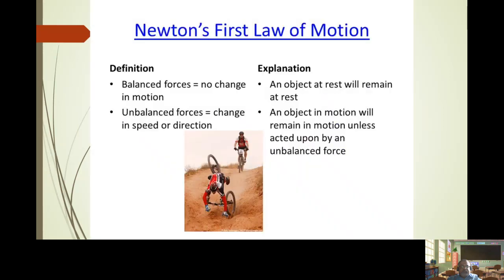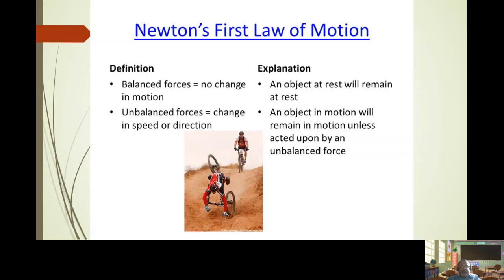Newton's first law: balanced forces, no change in motion. Unbalanced forces, change in speed and direction. The explanation here is an object at rest will remain at rest always. An object in motion will also remain in motion unless acted upon by an unbalanced force. For example, a stone remains static for years together unless there is a force applied on it.